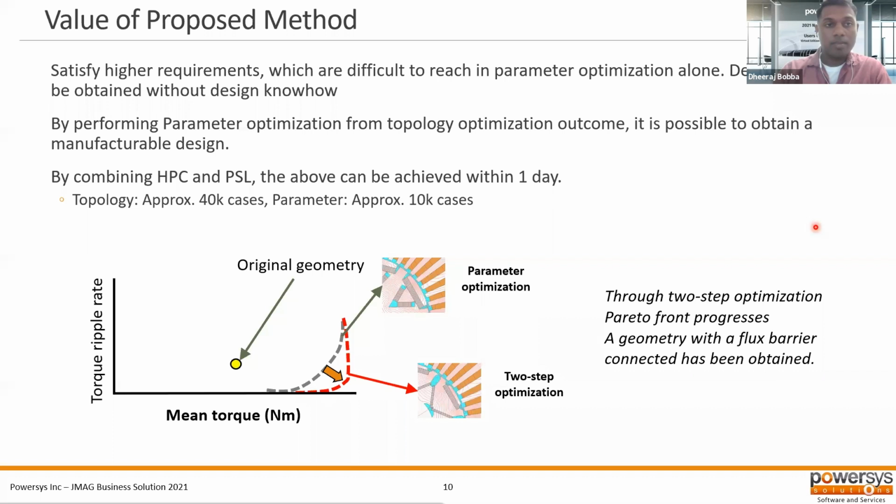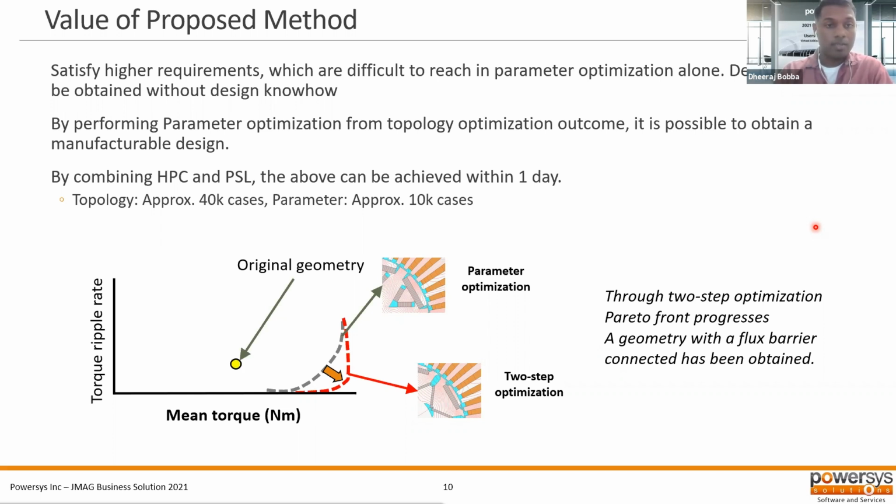So the value of this proposed method is that using the parametric optimization alone, it is difficult to reach a really high performance machine. And also it requires a lot of design know-how from the designer. So by performing the parametric optimization from the topology optimization outcome, it is possible to obtain a manufacturable design by manually tuning some of those shapes in the geometry. And also by combining the HPC and the power simulation license, this entire solution can be obtained in less than a day.